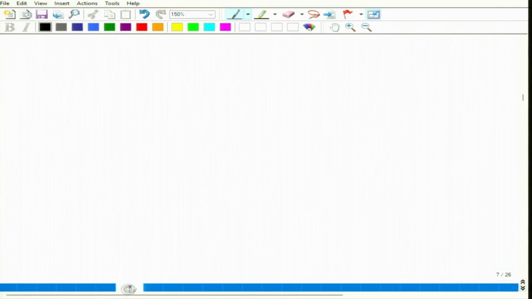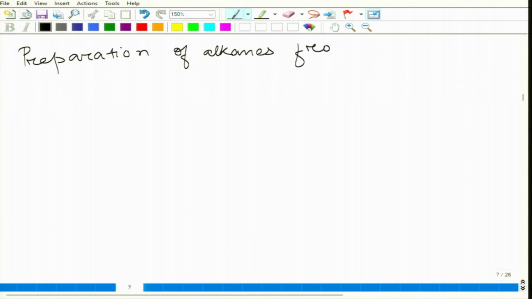We have studied most of the preparation methods of alkanes. One more is left, which is the preparation of alkanes from carbonyls, that is aldehydes and ketones. After that, we will move to the physical and chemical properties of the alkanes. So, let us start with preparation of alkanes from carbonyl groups.